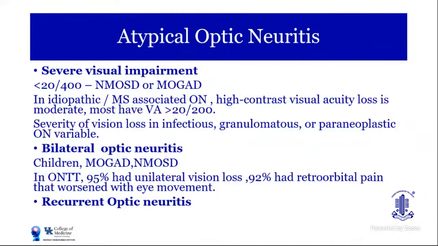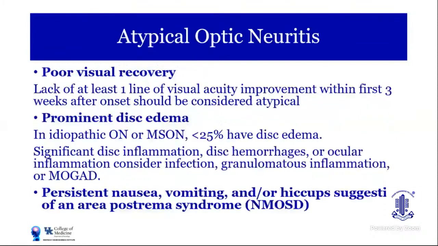So what are the red flags for your atypical optic neuritis? Someone with a severe visual impairment, less than 20/200, think about NMO and MOG, because typical optic neuritis is usually 20/200 or better. Bilateral optic neuritis is more common in children, MOG and NMO. The ONTT taught us that 95% had unilateral vision loss in their series of typical optic neuritis. Recurrent optic neuritis is another red flag.